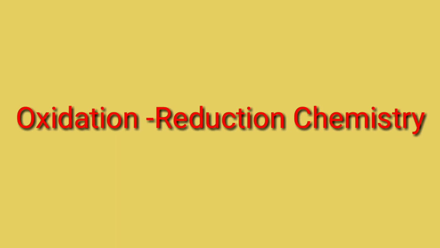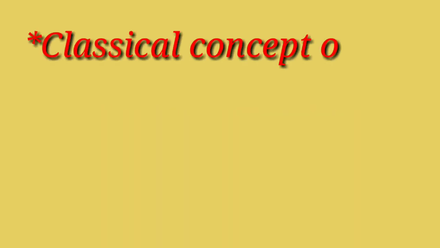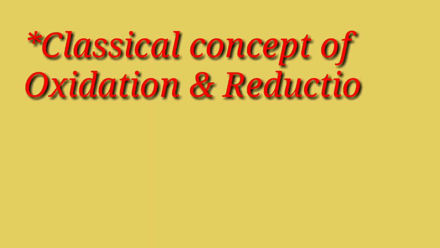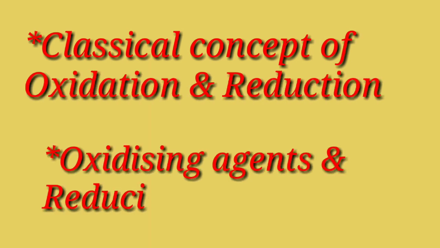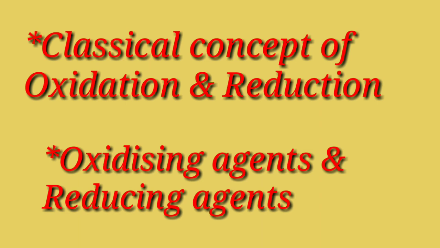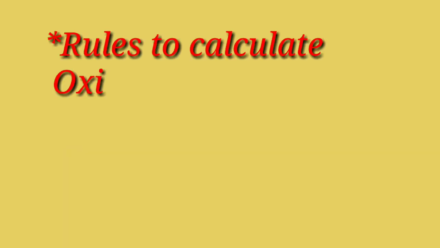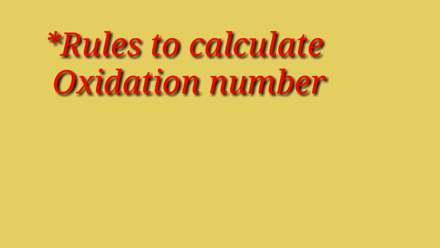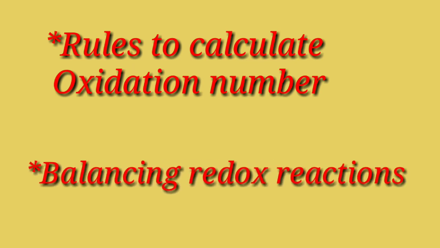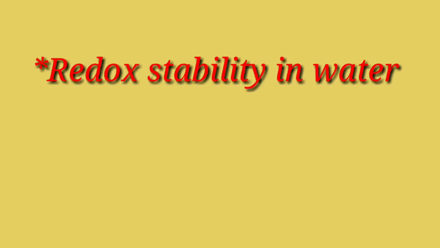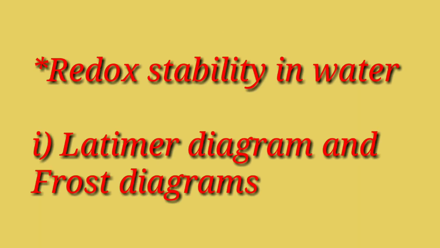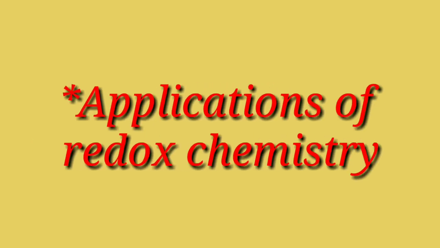Over here, we are going to discuss the classical concept of oxidation and reduction, oxidizing agents, reducing agents, rules to calculate oxidation number with suitable examples, balancing redox reactions, redox stability in water, Latimer diagram, Frost diagram, and application of redox chemistry. So let's get started.